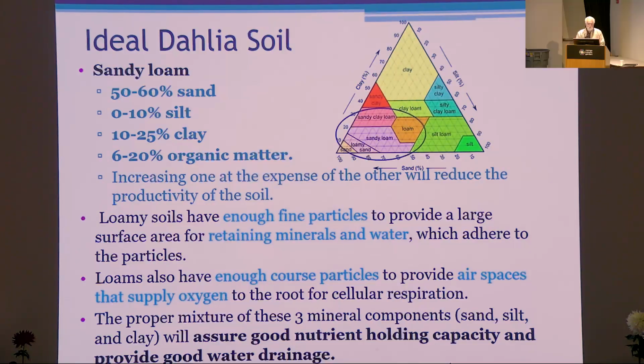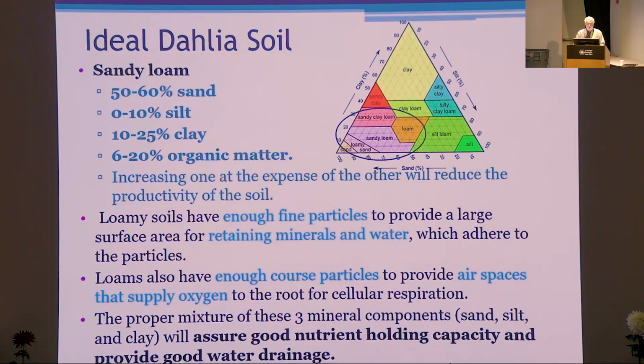Depending on the company doing the test, they will give you some information or just tell you. But here's that diagram again for the classification of soils. The ideal dahlia soil is referred to as a sandy loam. And you can see the sandy loam is down there in that purple area. And this basically represents about 50 to 60% sand, 0 to 10% silt, 10 to 25% clay, and 6 to 25% organic matter.